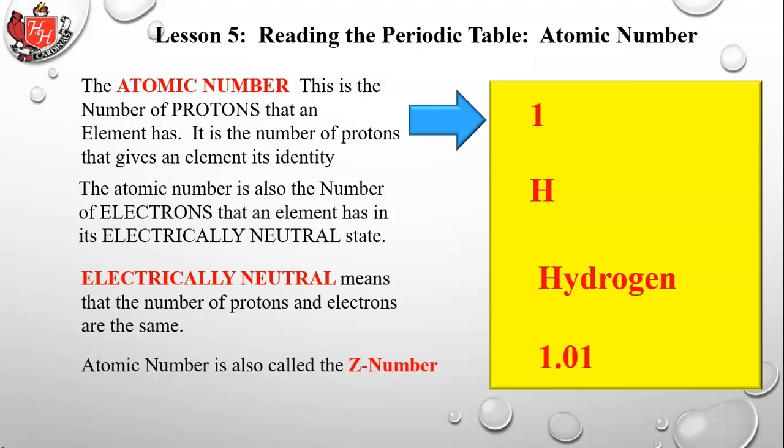An atomic number is also called a Z number. We don't use that designation a lot, but just recognize it if you see it, and you will see it sometimes. So Z number is the atomic number.